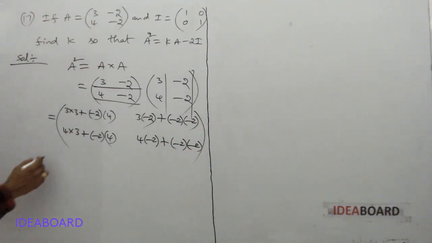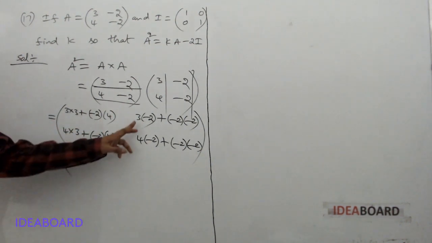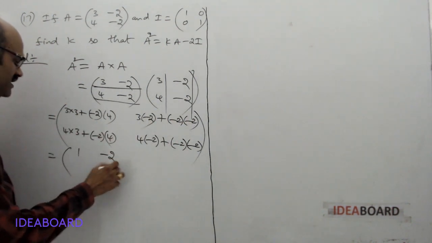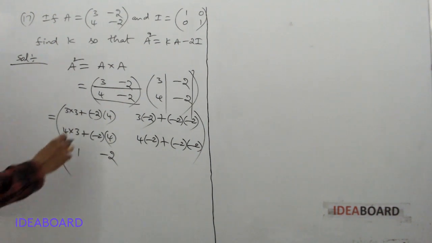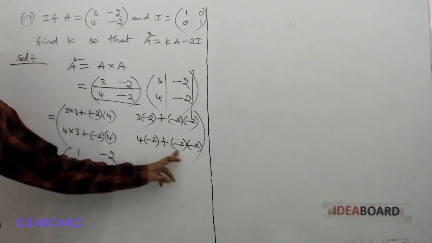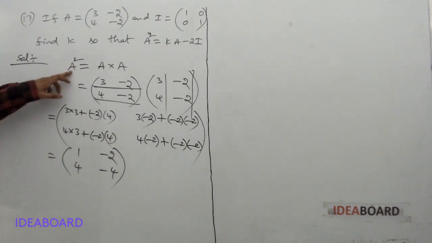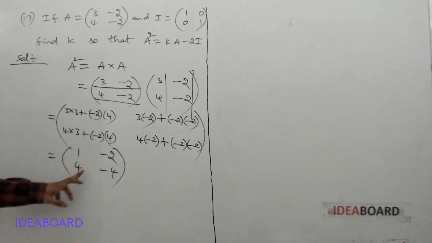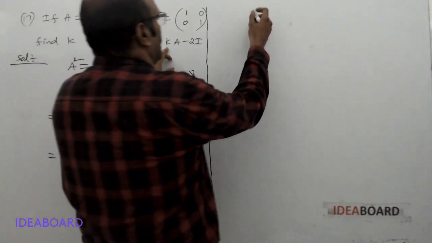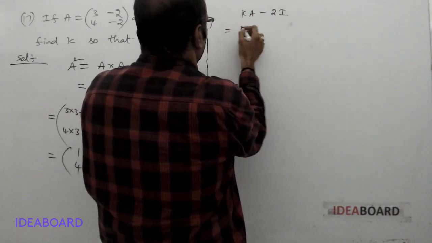It is equal to 9 minus 8, 1, minus 6 plus 4, minus 2, 12 minus 8, 4, minus 8 plus 4, minus 4. So here we are getting the matrix A square equal to 1 minus 2, 4 minus 4. Now we have to find RHS. RHS equal to k into A minus 2 into I.